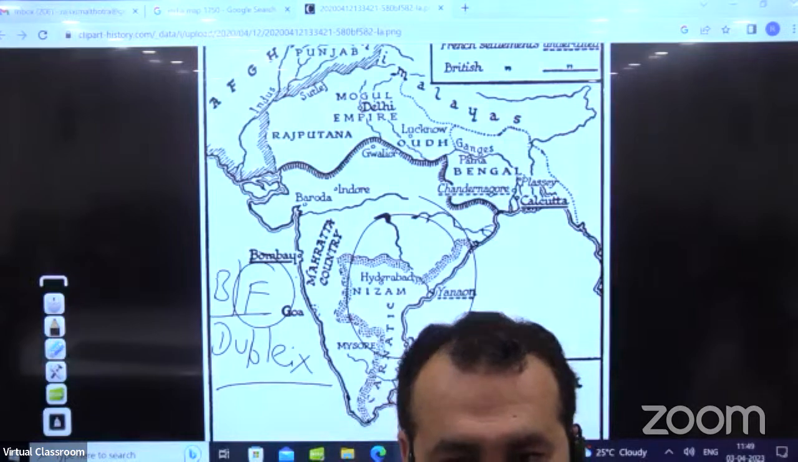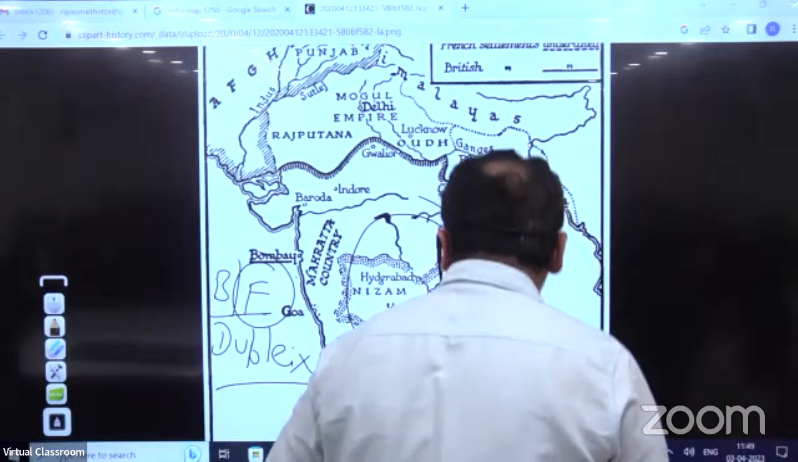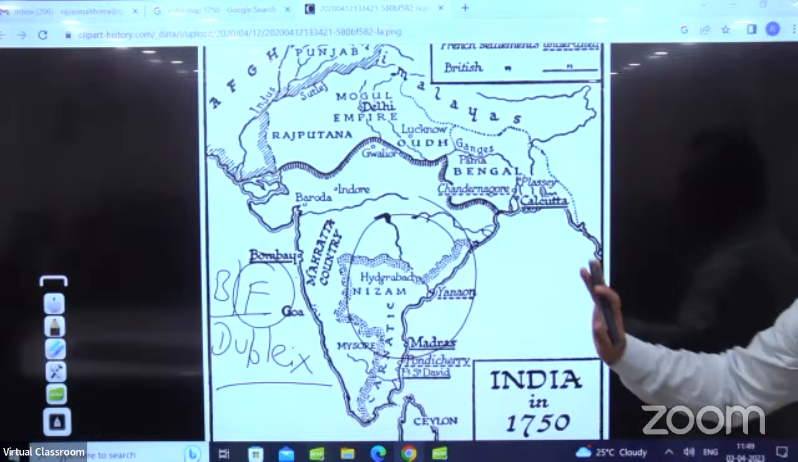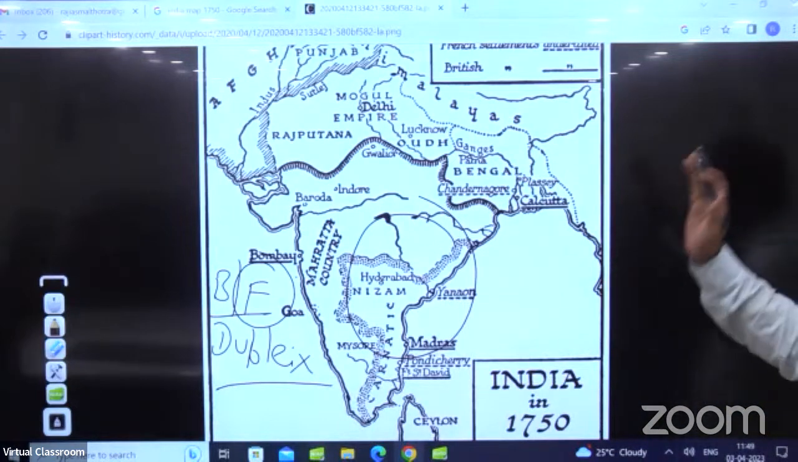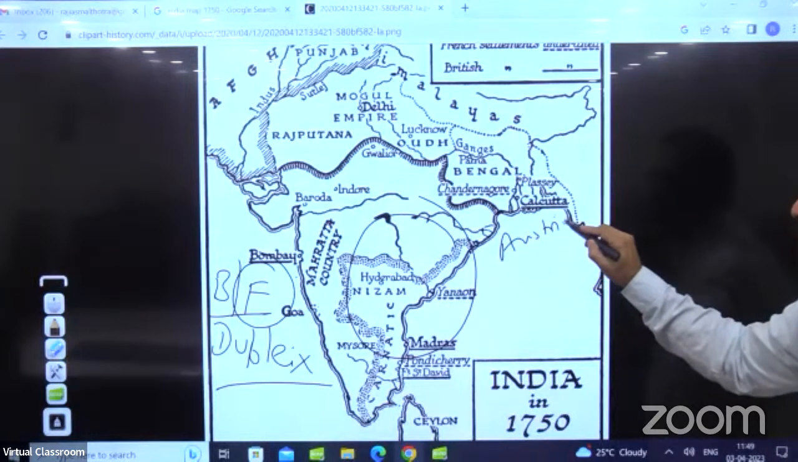They were not keen on this. Their interest was only trade. Now that the British and the French were in competition, from where did the story start? The story started in Europe, not in India. In Europe, the Austrian War of Succession started.